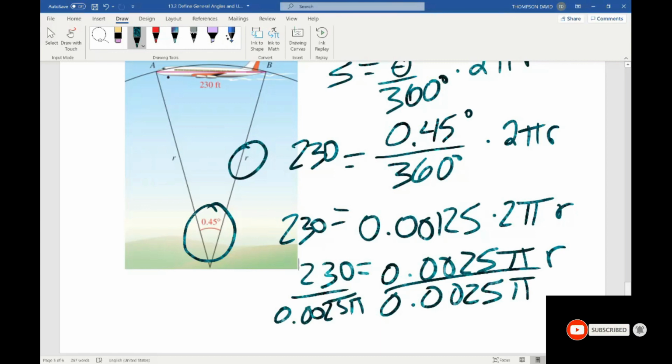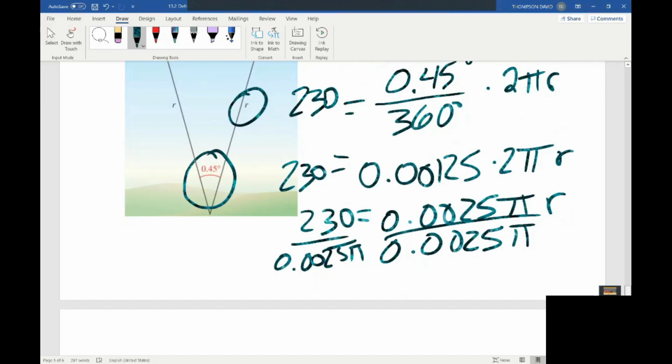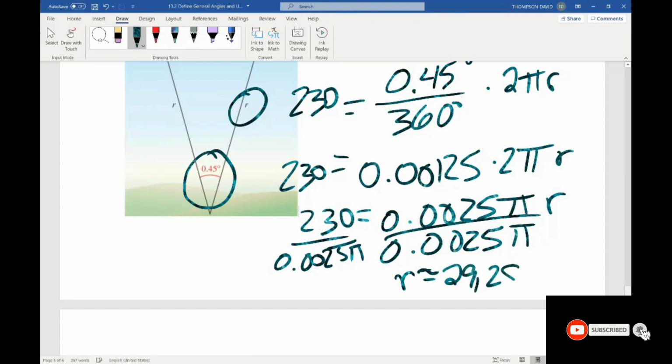And then once we divide, we know approximately how high the plane is. Since this is such a small angle, we'll assume the height is the radius. 230 divided by 0.0025 times pi, and we get r is approximately equal to 29,284 feet. And we're done with the first example.